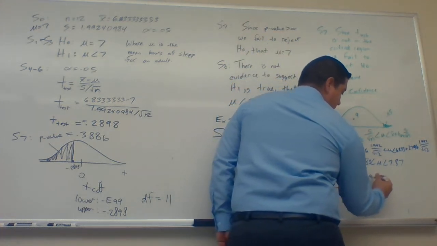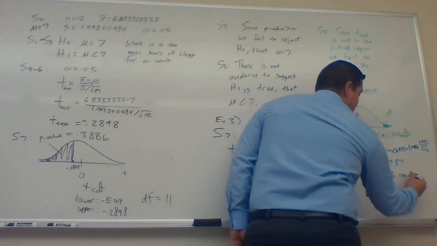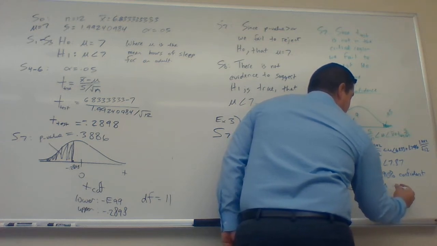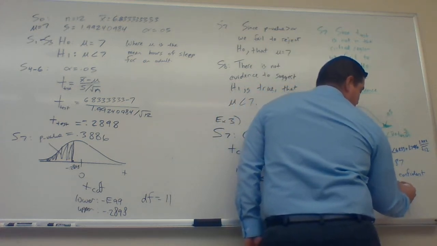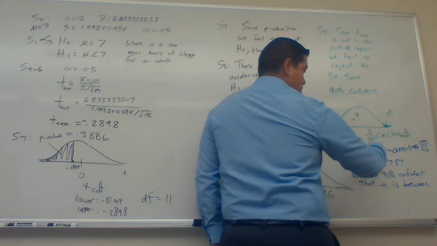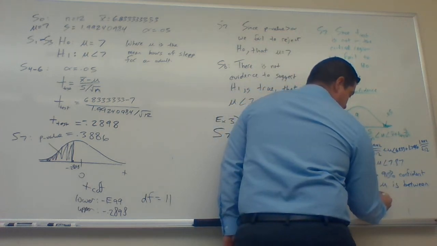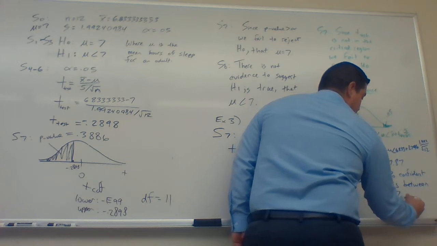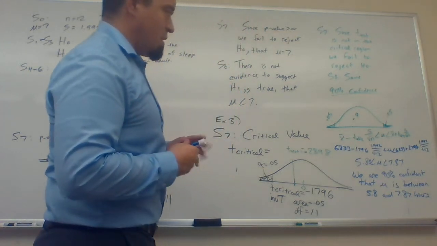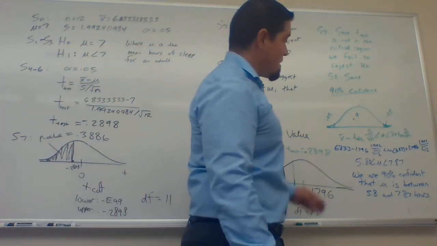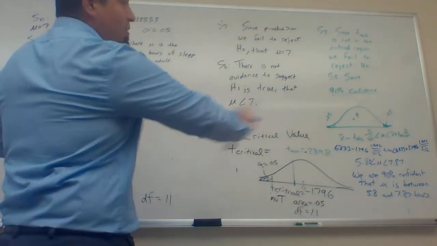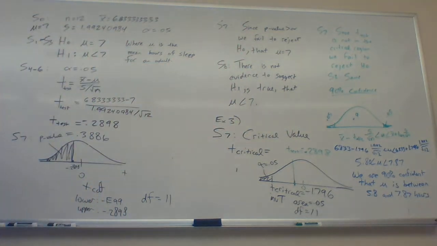So we would say something like, first, we are 90% confident that the mean number of hours of sleep is between 5.8 and 7.87 hours. Which is evidence to suggest, or in other words, we would have to fail to reject the null hypothesis there as well. So all three methods come to the same conclusion.